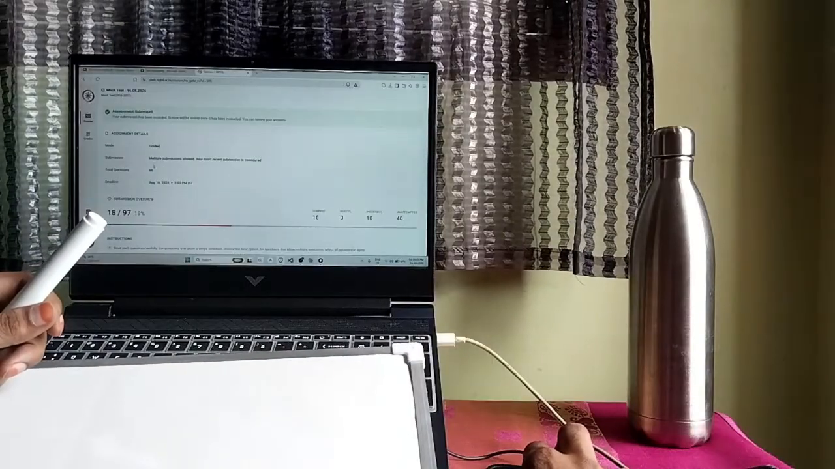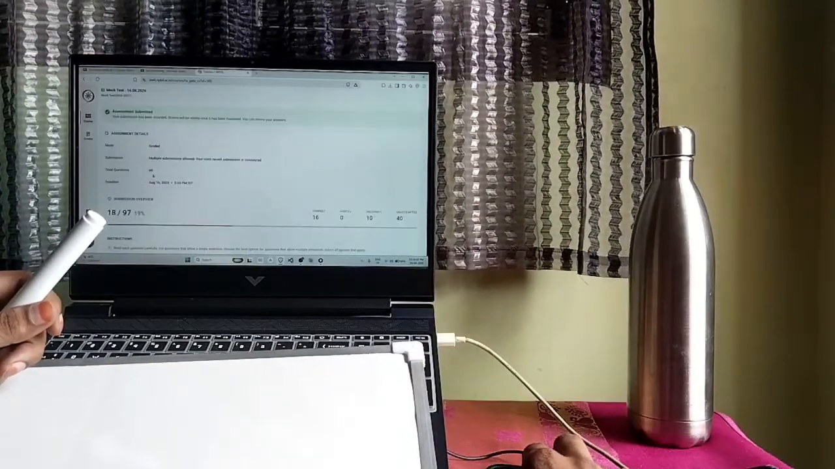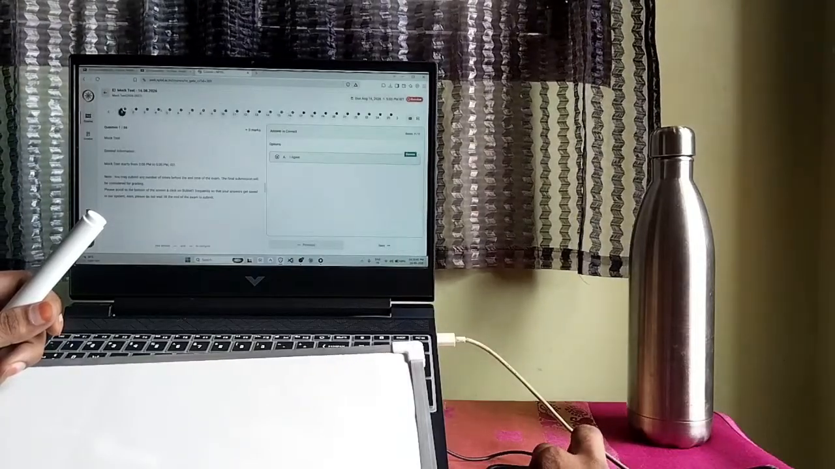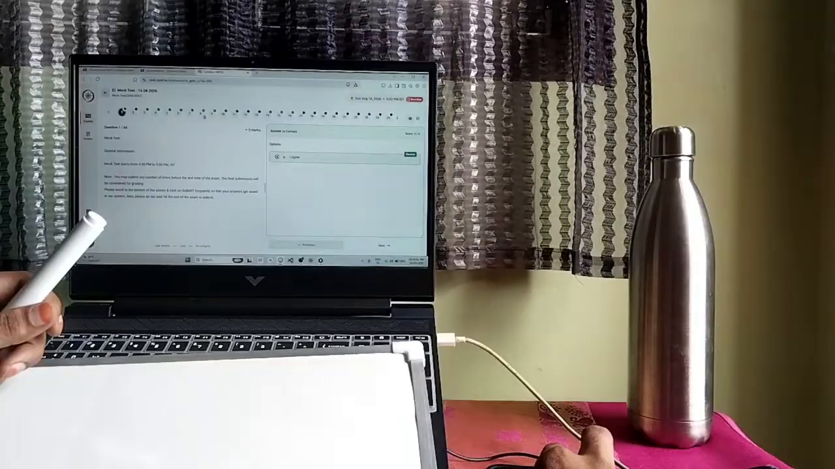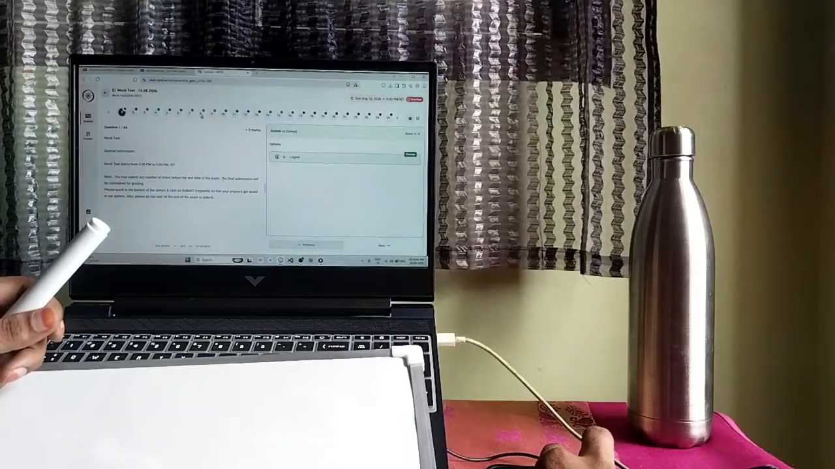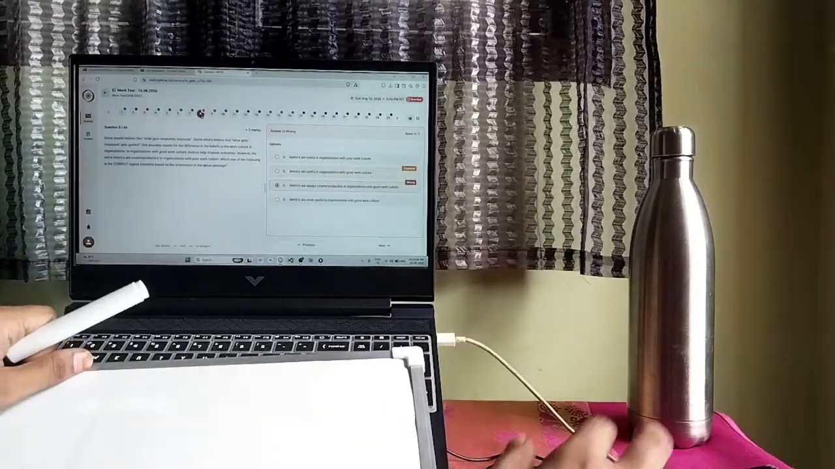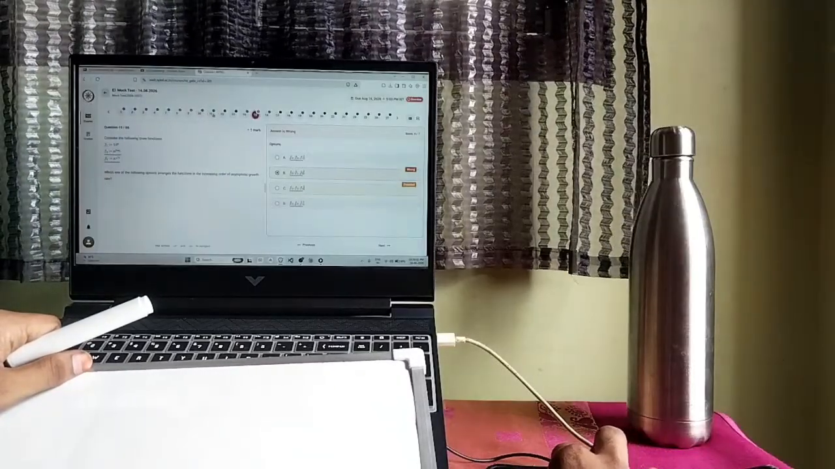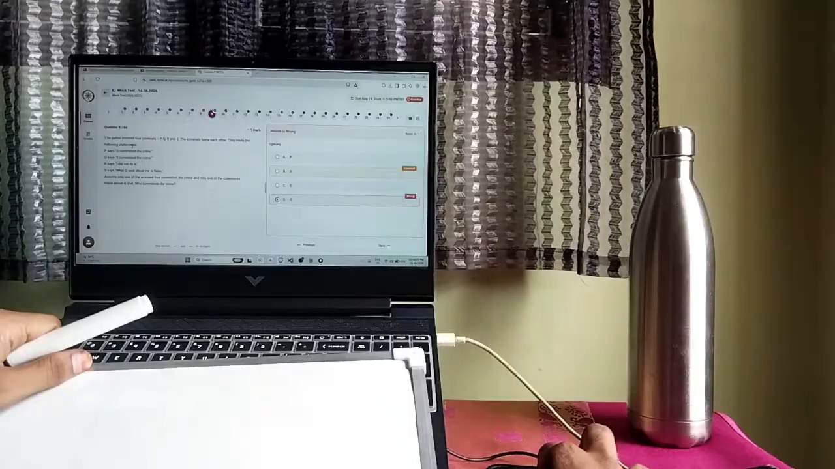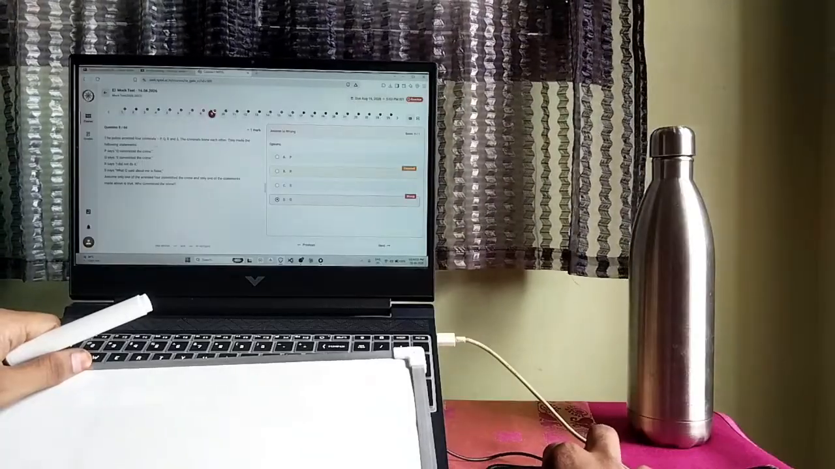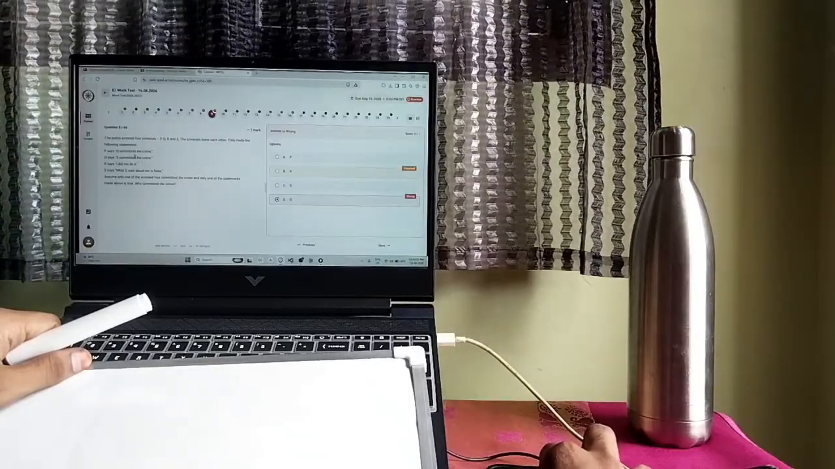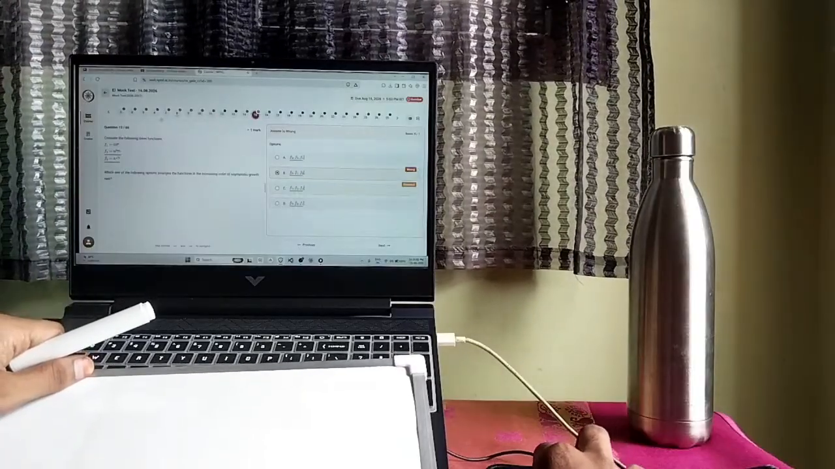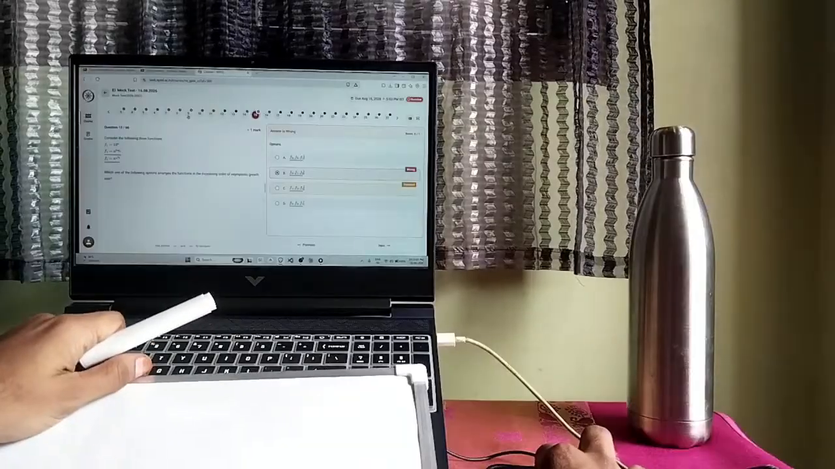So I attempted a full-length mock test. Let's solve the wrong questions which I couldn't solve. Okay, these are general aptitude, can ignore it. And I think this is not general aptitude, this is discrete mathematics, I guess. Okay, let's solve this question later.